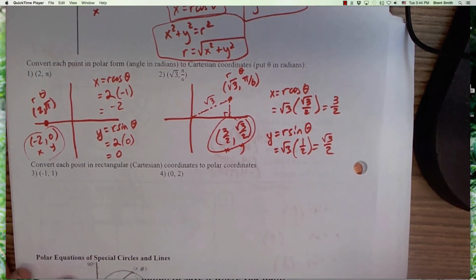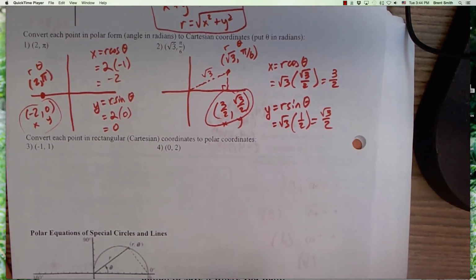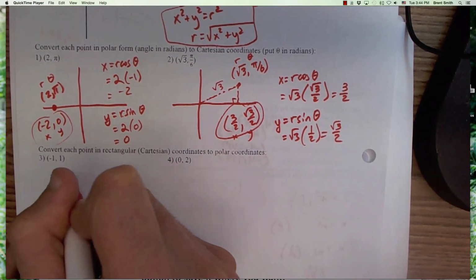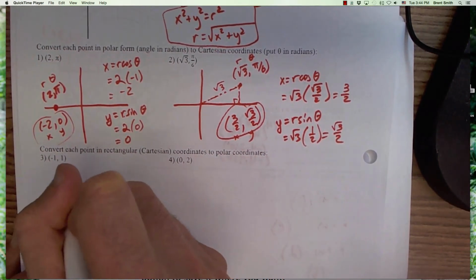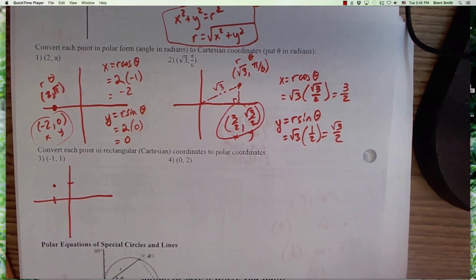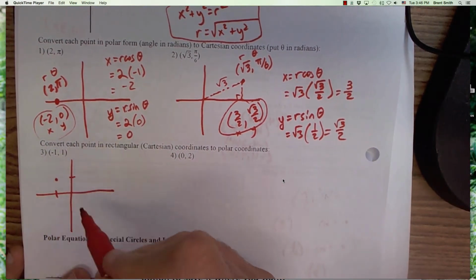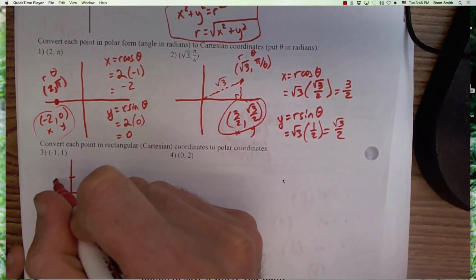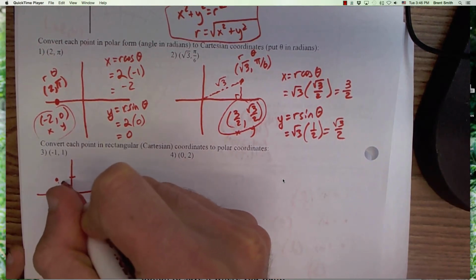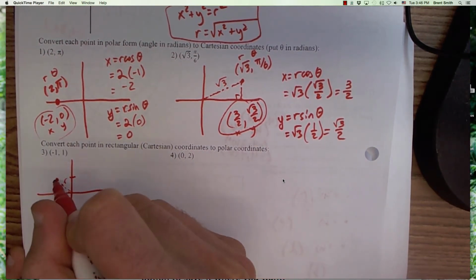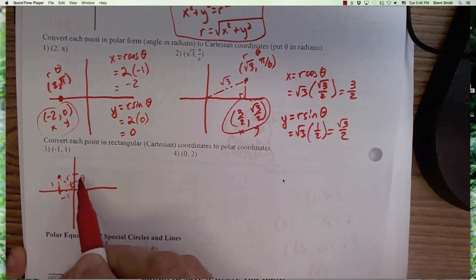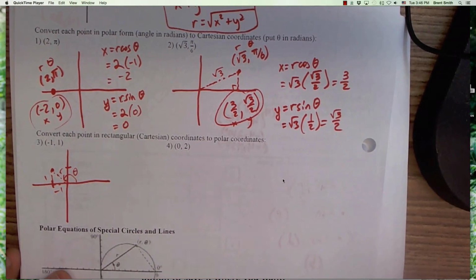Okay, so that's converting. If we want to go backwards, let's take a look at going from Cartesian rectangular coordinates to polar coordinates. Again, I'm just going to sketch this. So we're converting this (-1, 1) to polar coordinates. So our r, this is our radius. We know that this is -1. We know that this is 1. And we need to find what this theta is as well, because we need r and theta for our polar coordinates.